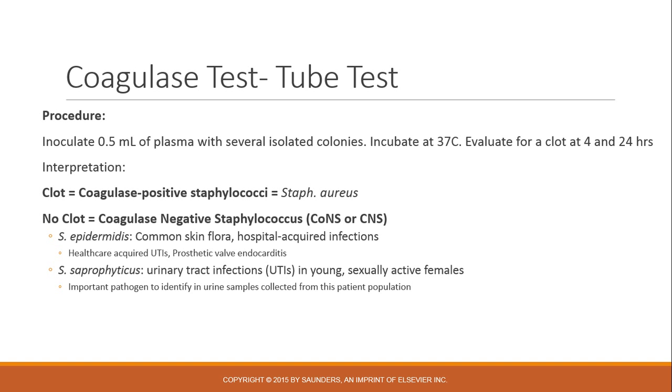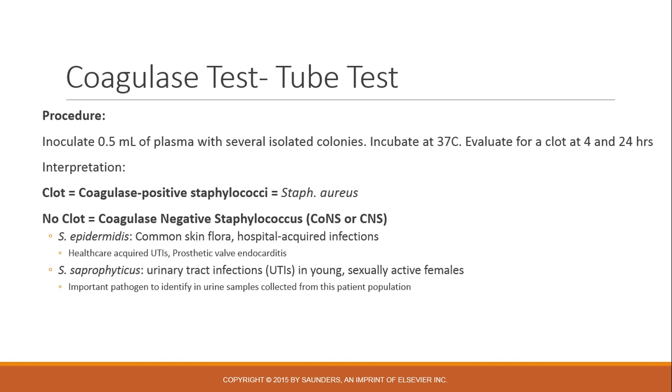And those are the abbreviations that you might see, CNS or CoNS. So it could be Staph epidermidis, it could be Staph saprophyticus, it could be a whole wide array of different coag-negative staph. We don't usually care. We only identify them, we'll identify Staph epidermidis, if it looks like it's a pathogen.